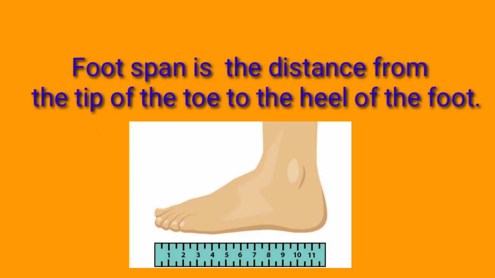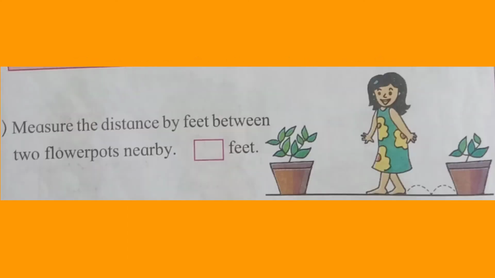Foot span is the distance from the tip of the toe to the heel of the foot. Look at this girl. This girl is measuring the distance between two flower pots nearby by using foot span. So, let's measure. 1, 2, 3, 4, 5, 6, 7, 8. So the answer is 8 feet.